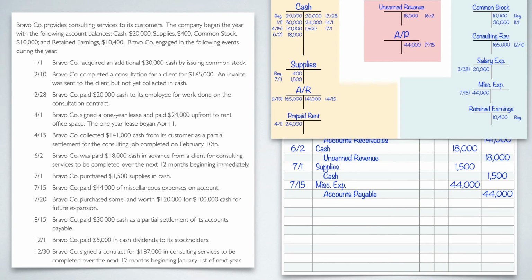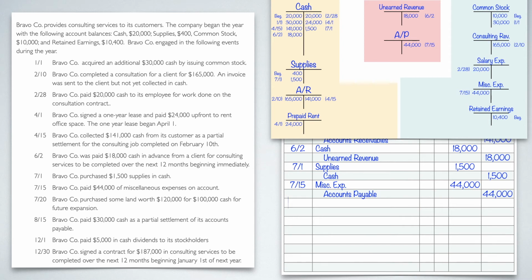Bravo Company purchased some land worth $120,000 for $100,000 cash for future expansion. Now there's two numbers here, and it's here for a purpose because, again, we want to go back to our accounting principles. One of the accounting principles is the cost principle that says that we have to keep things recorded at cost, what it cost us. All right, so our date, let's go ahead and get into the journal entries.